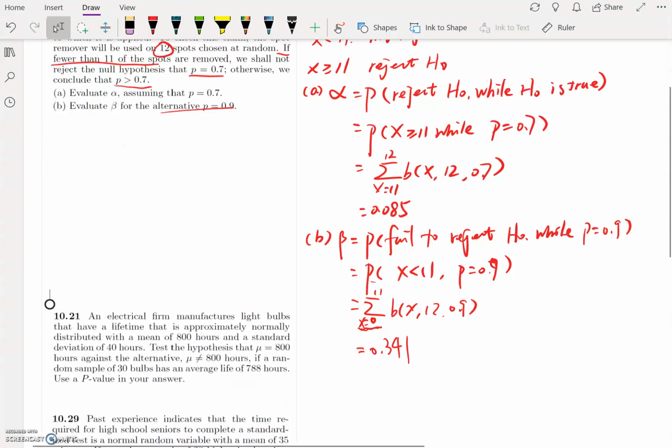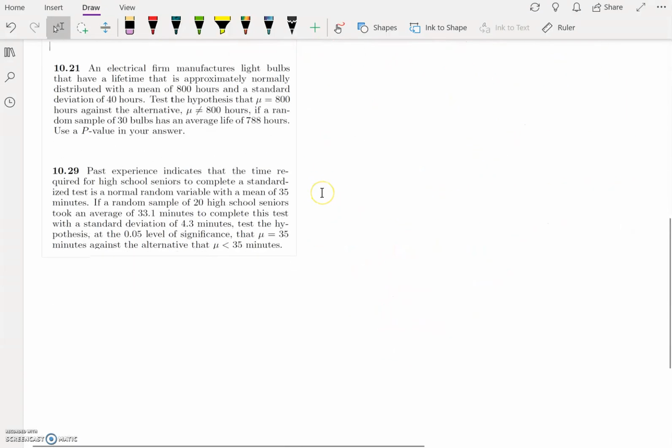Then let's take a look at the second question. An electrical firm manufactures light bulbs that have a lifetime that is approximately normally distributed with a mean of 800 hours and a standard deviation of 40 hours. Test the hypothesis that mu equals 800 against the alternative that mu doesn't equal 800. If a random sample of 30 bulbs has an average life of 788 hours, use a p-value.